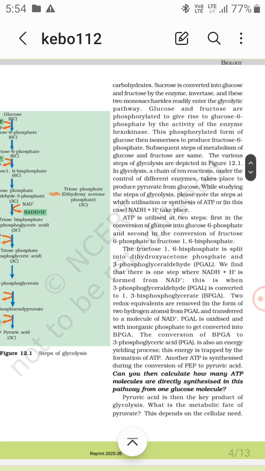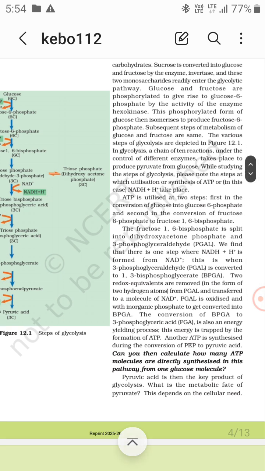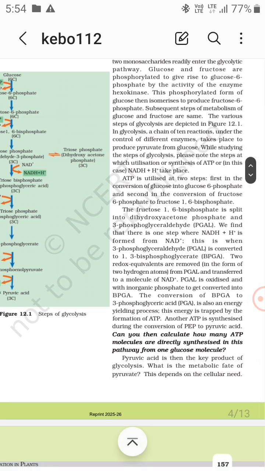Okay, ATP is utilized at two steps. The first in the conversion of glucose into glucose 6 phosphate, and the second in the conversion of fructose 6 phosphate into fructose 1,6 bisphosphate.